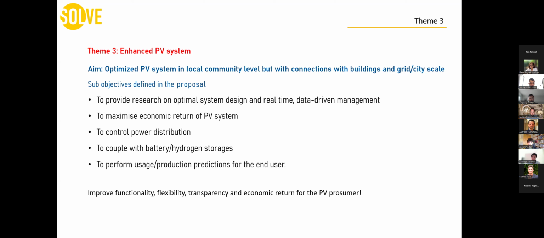It's mainly for the end user in some sense, to improve the functionality, the flexibility, transparency, and economic return for the actual PV user in the community or in the houses that are considered.